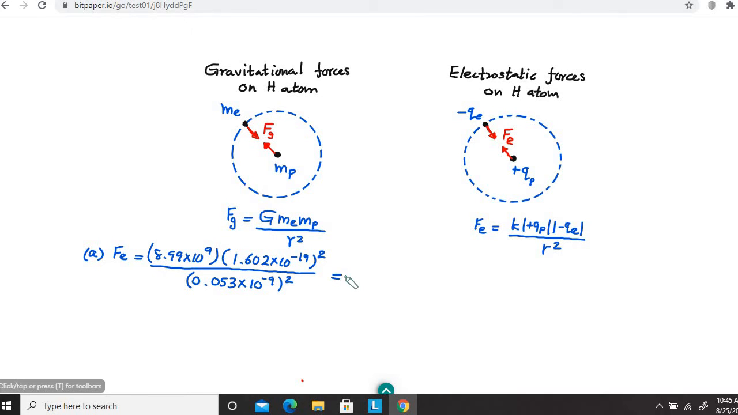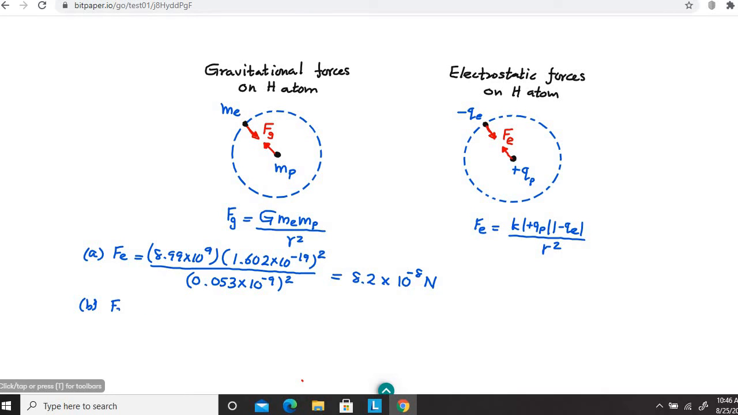You should get 8.2 times 10 to the power minus 8 newtons as the magnitude of the electrostatic attractive force between the two particles. Now this answer is up to 2 sig figs. Now similarly, for part B, we are looking at the magnitude of the gravitational attractive force between the two particles.